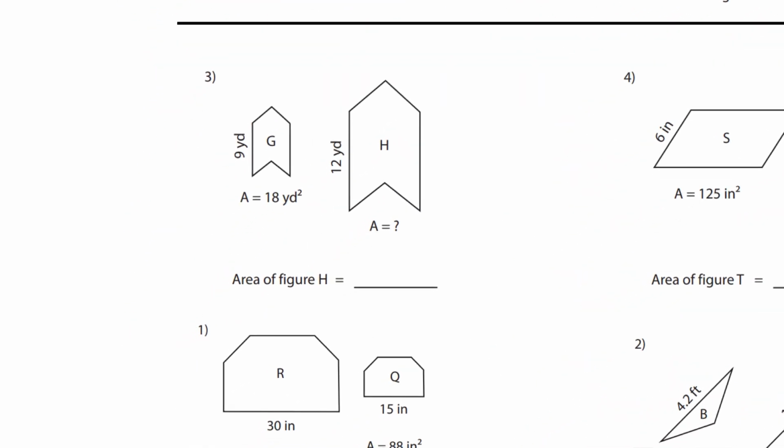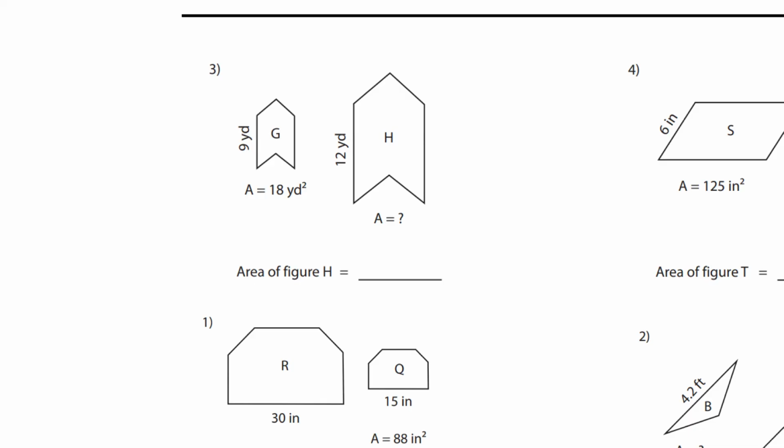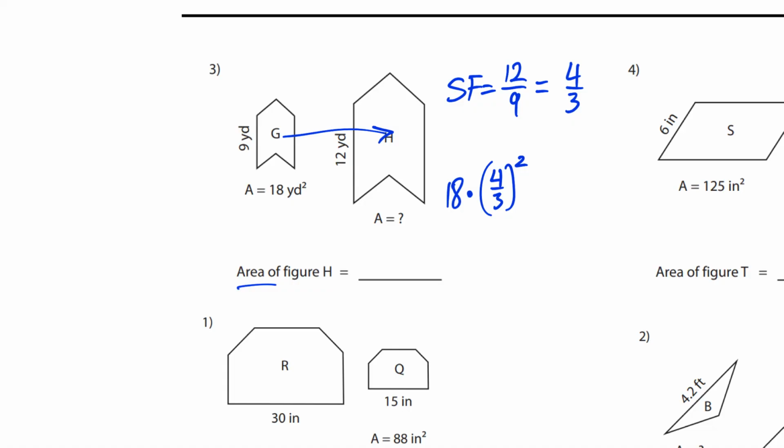The area does not change by the scale factor. It changes by the scale factor squared. So on this one, notice now we're talking about area. We're going from here to here. So first of all, what's the scale factor going to be? Good, it's 12 over 9, which is going to be 4 over 3. So what I'm going to do is take the area times the scale factor squared. It doesn't change by just the scale factor, it changes by the scale factor squared. So we go 18 times 4/3 squared.